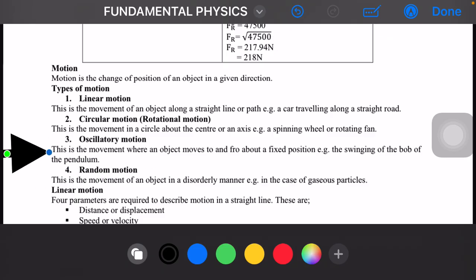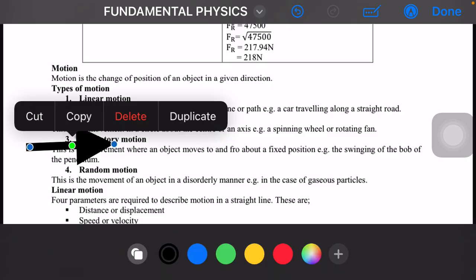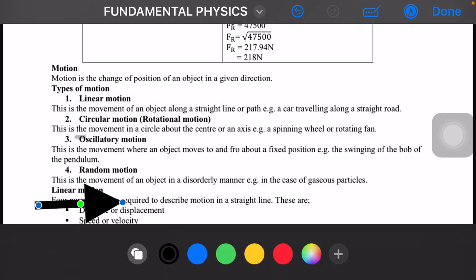Okay, so now we go to number 4. Here we have random motion. This is a movement of an object in a disorderly manner. In the case of gaseous particles, they're just moving anywhere about, up and down. They don't have direction. Brownian motion is a good example of random motion.